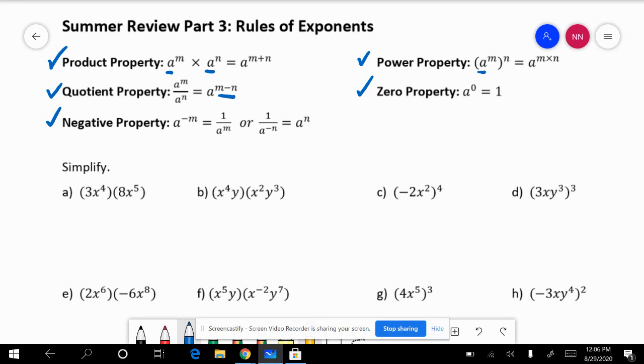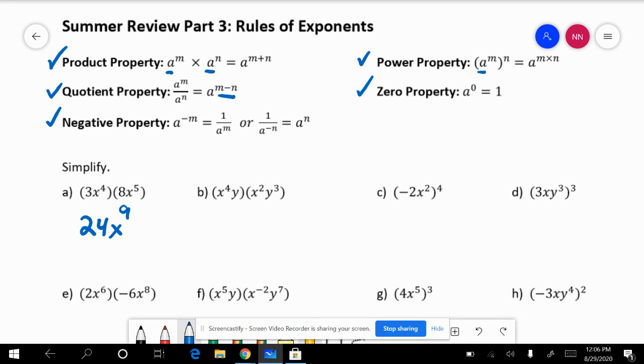So looking at our first one, we're multiplying. So we're going to use the product property. Before we do that, we know that 3 times 8 is 24. And then since our bases are the same, we add the exponents to get 9.